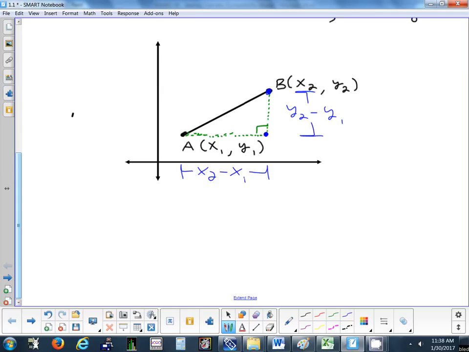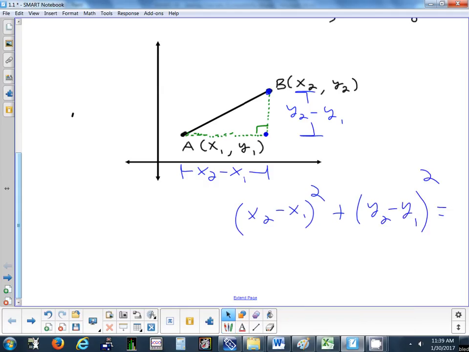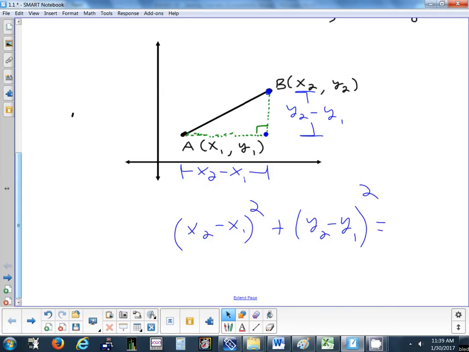And so it's basically the numbers that you find from the subtraction, the x2 minus x1. So it's like that number squared. And that's the same thing with the other one. Does anybody know what that's called? Yeah, it's just the Pythagorean theorem. You take one leg, find its length, square it. Take the other leg, find its length, square it. And that's equal to the hypotenuse squared, which I'm just going to call AB.